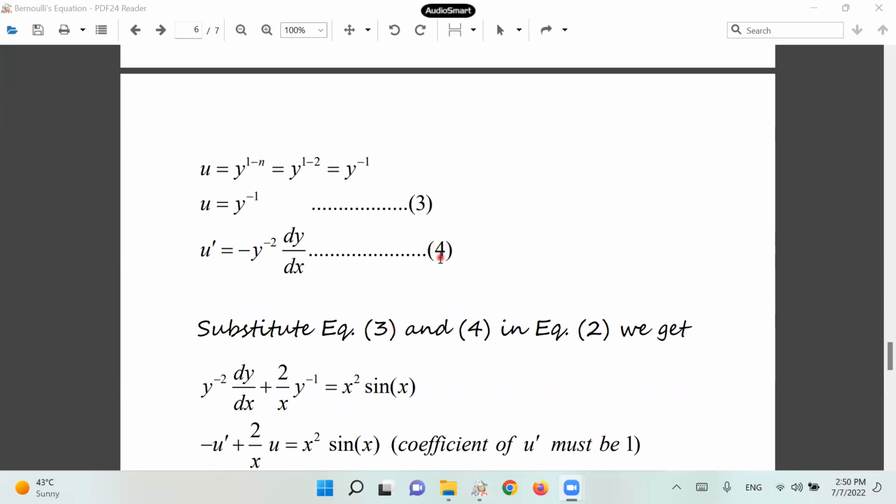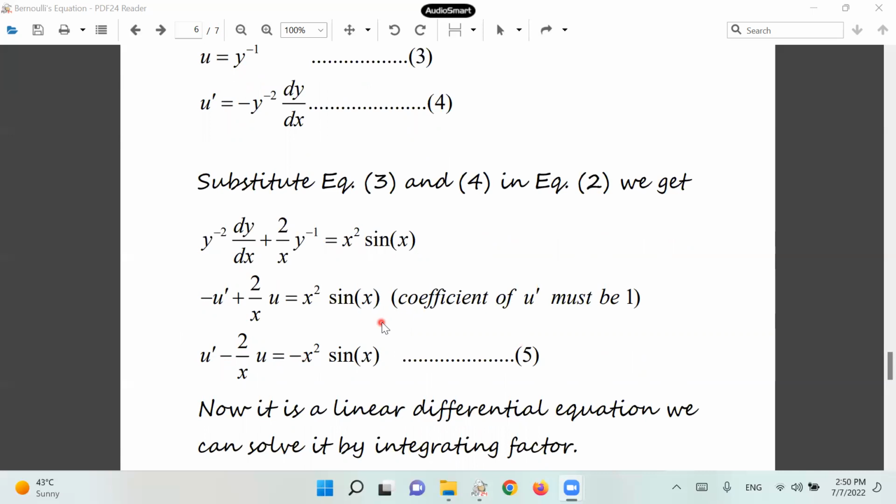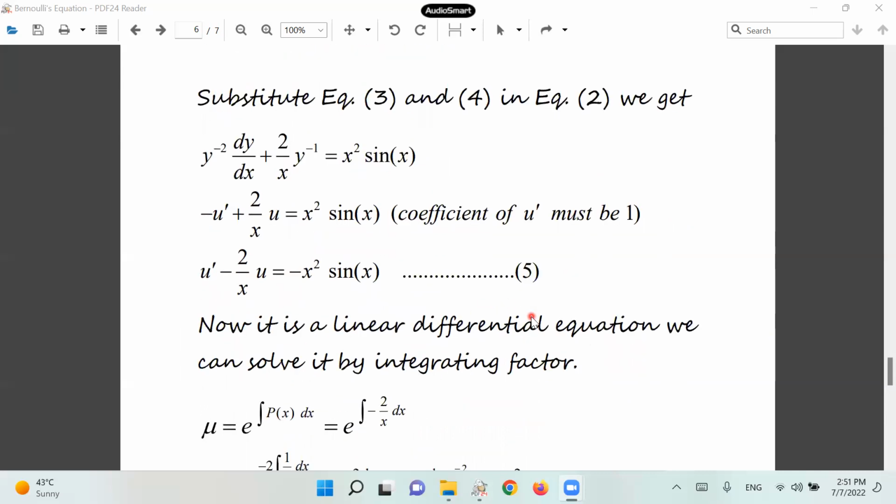So we substitute equations 3 and 4 in equation 2, and we get the required equation as follows. Here y power minus 2 dy by dx becomes minus u dash, and y power minus 1 is u, with 2 over x and x square sine of x. Now the coefficient of u dash must be 1, so we are going to multiply all by the minus sign. So it becomes plus, this also becomes minus, and this becomes also minus. We name it equation number 5.